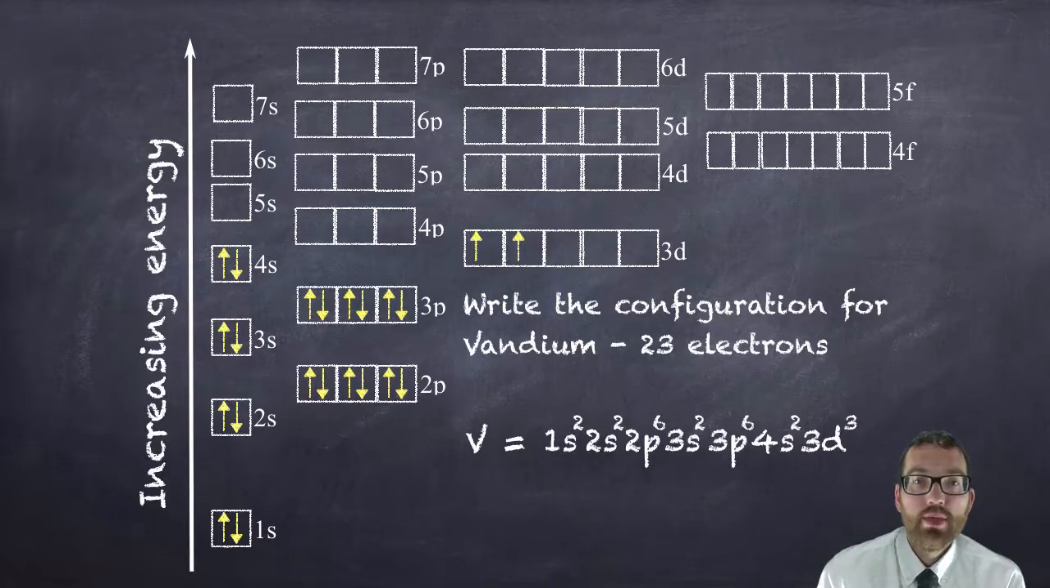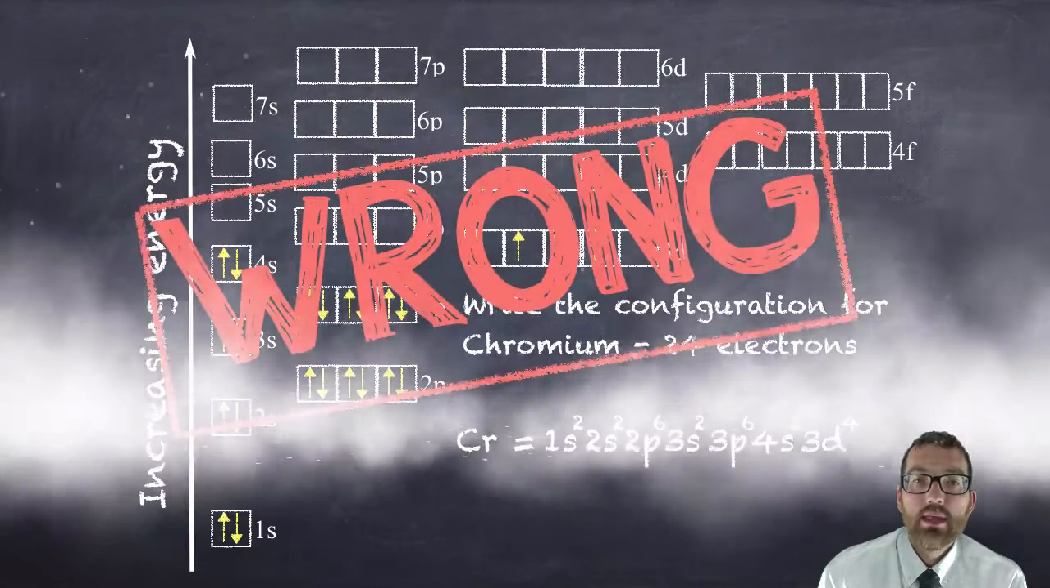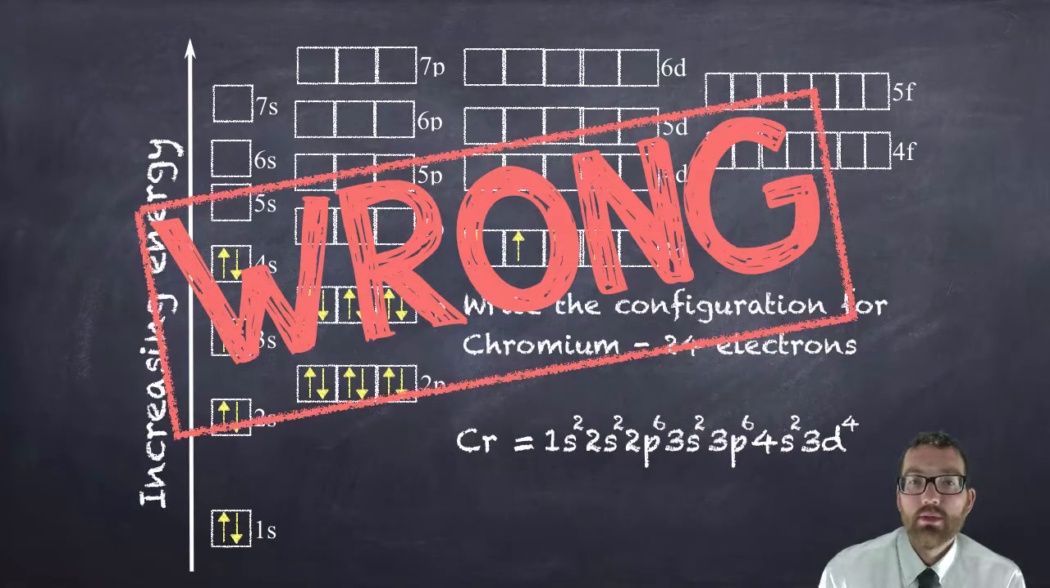If I asked you to do vanadium, all you would have to do is add in 1 more electron to get 23 electrons. Vanadium is the next one down the line. So vanadium would be 3d3, and you would just add a little electron in that third 3d orbital. If I asked you to do chromium, which has 24 electrons, you might think, okay, well, chromium is going to have 4 electrons in the 3d sublevel, so I'll just add an extra arrow in that 3d, like that. Unfortunately, that is not true. This would be the wrong electron configuration for chromium.